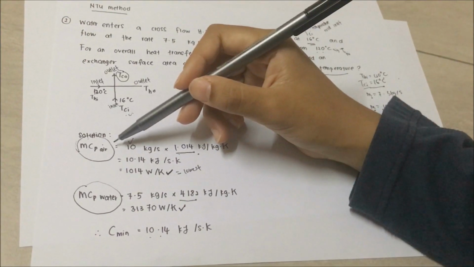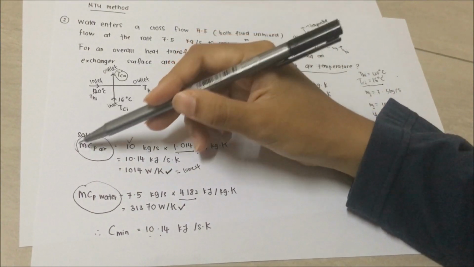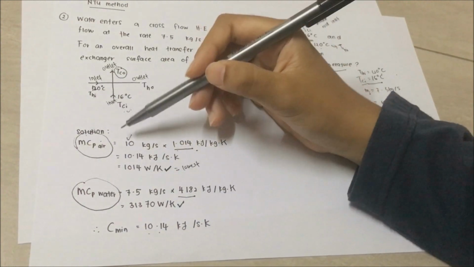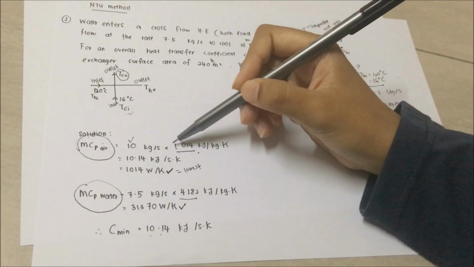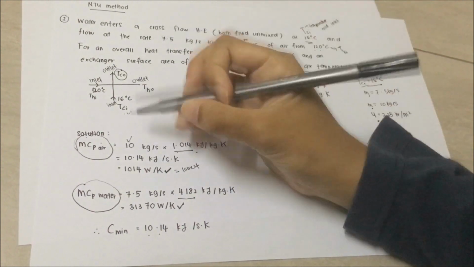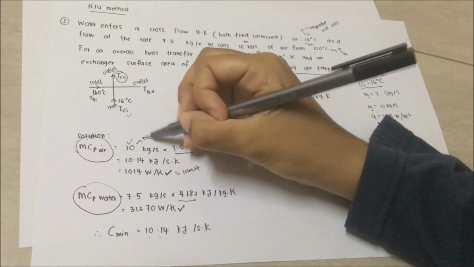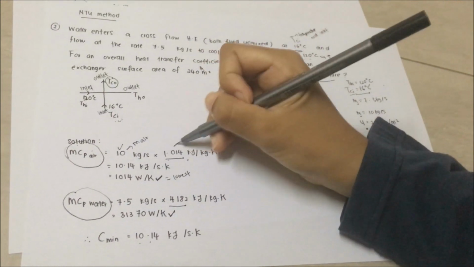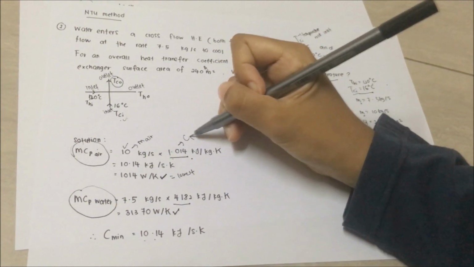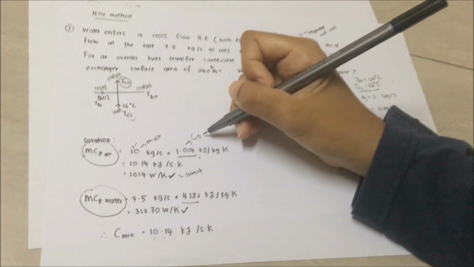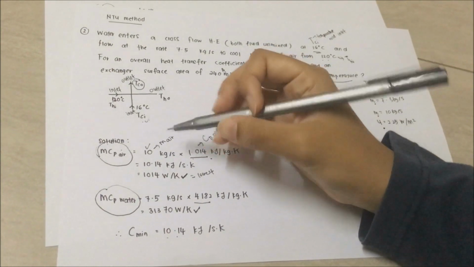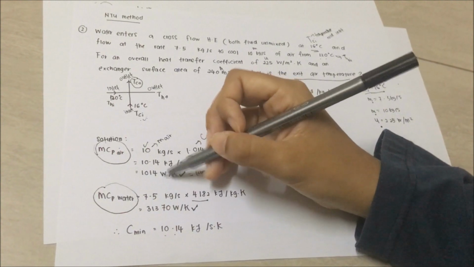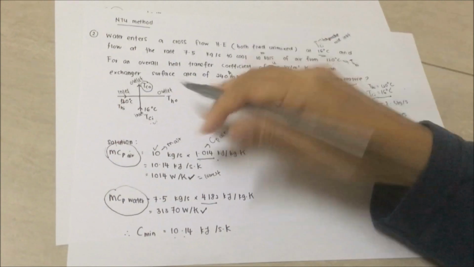Next, calculate the heat capacity for air by using this formula. So, mass flow rate for the air, which is 10 multiplied by 1014. This is for the mass flow rate of air, while this is for the specific heat capacity for air. Then we can get the answer 1014 W over K.